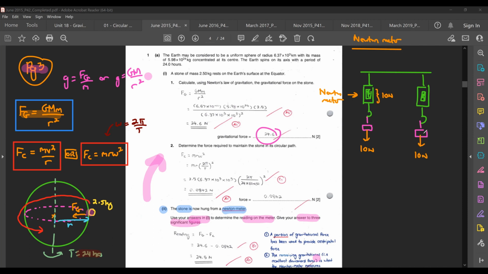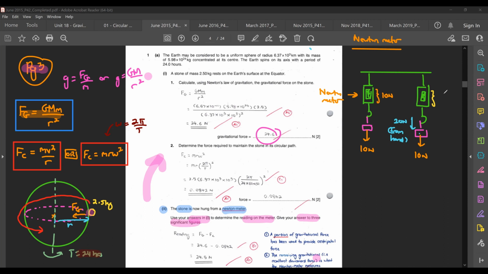What if this time I purposely apply another force on the weight? Maybe I use my hand and try to pull the weight down even further. See, right now I apply another force of 20 Newton from my hand onto the weight here. What do you suppose would be your Newton meter reading?